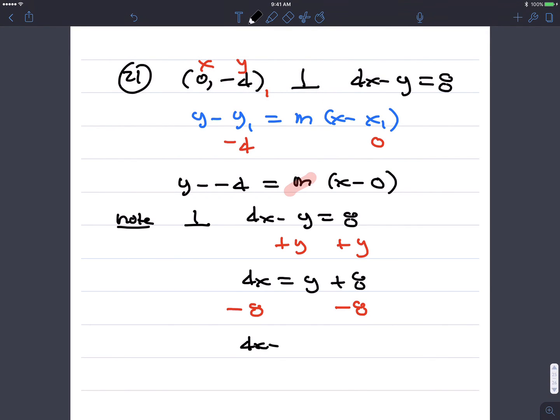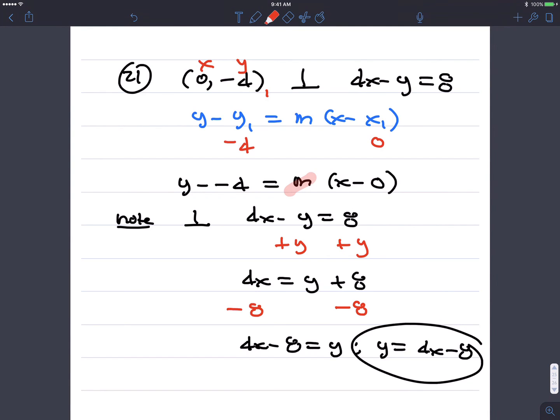We get 4x minus 8 is y. Our y becomes 4x minus 8. This is going to be important for us. We're going to need to know the slope here of this line.